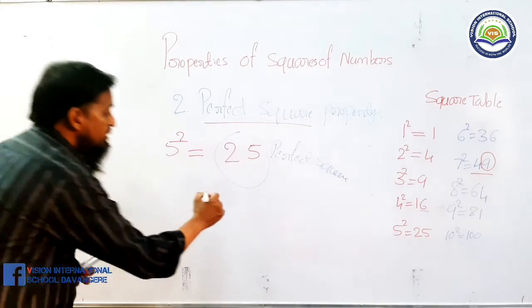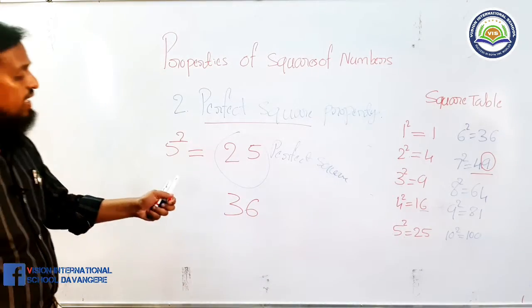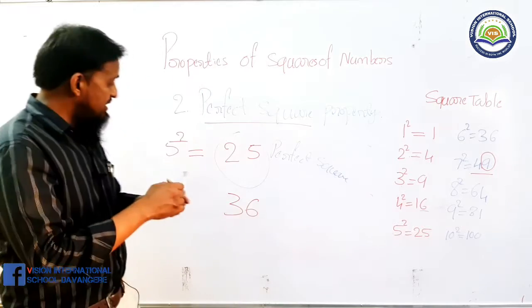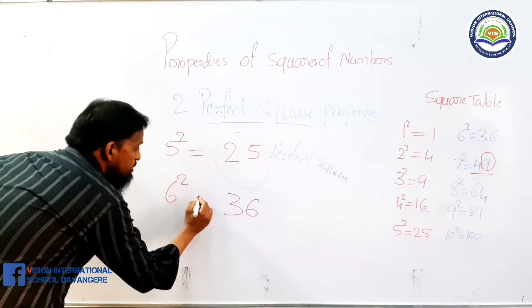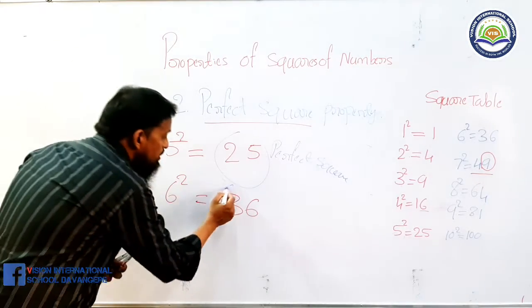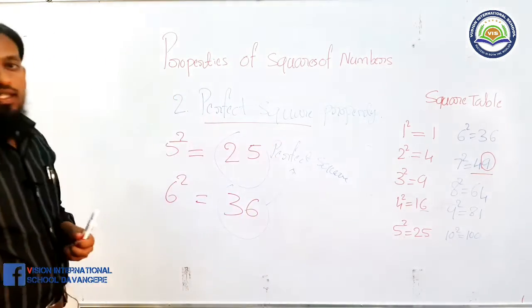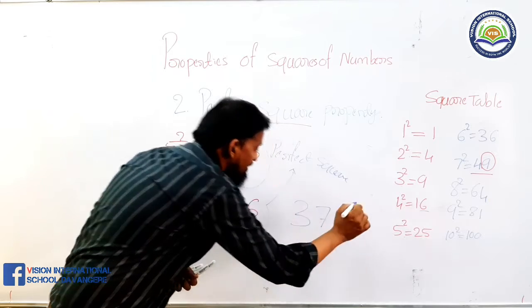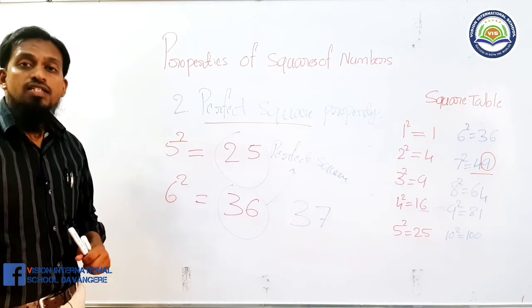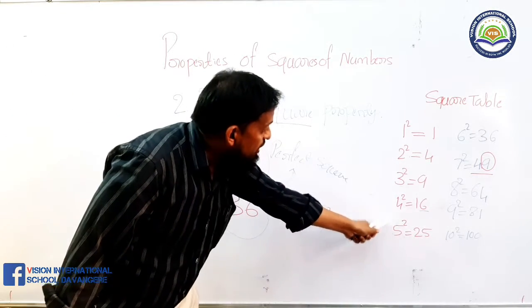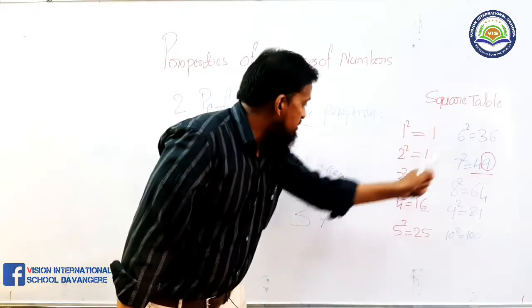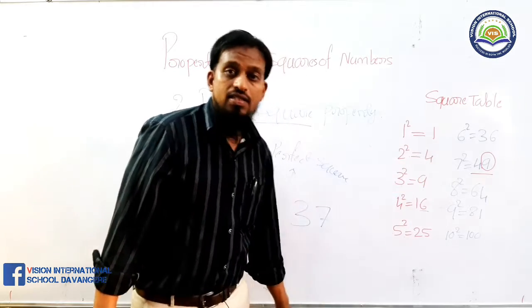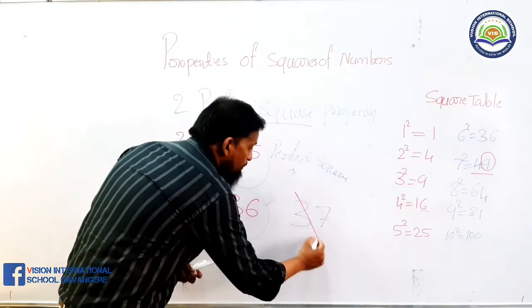Now take another number, for example, 36. Whether 36 is the square of any number, check in the table. Yes, it is the square of 6. 6 square is equal to 36. It means 36 is a perfect square. Let us take a non-perfect square too. For example, 37. Now they are asking whether 37 is a perfect square. Check in the table. 5 square is 25, 6 square is 36, 7 square is 49. It is neither 5, nor 6, nor 7. Then this number is not a perfect square.